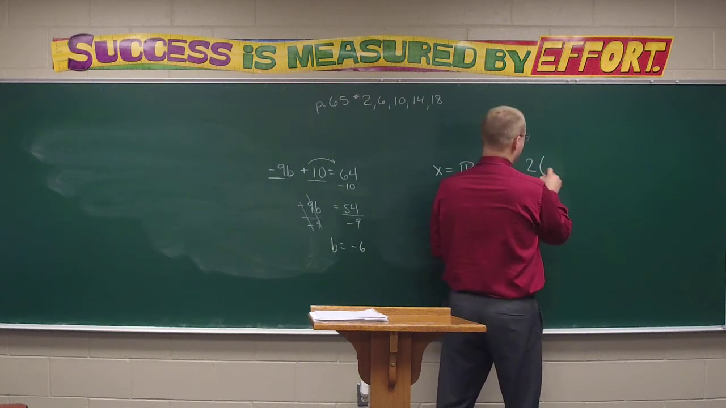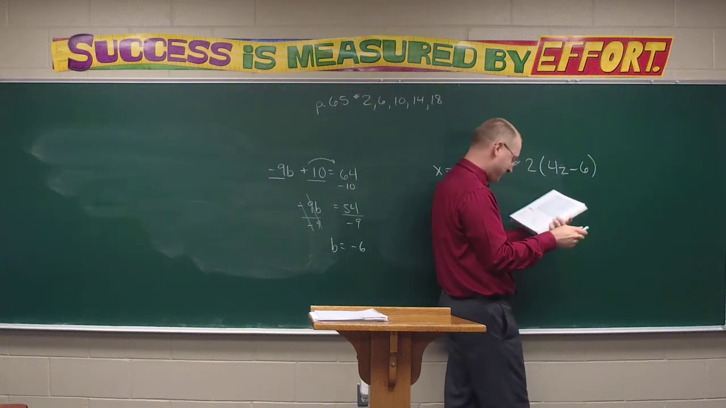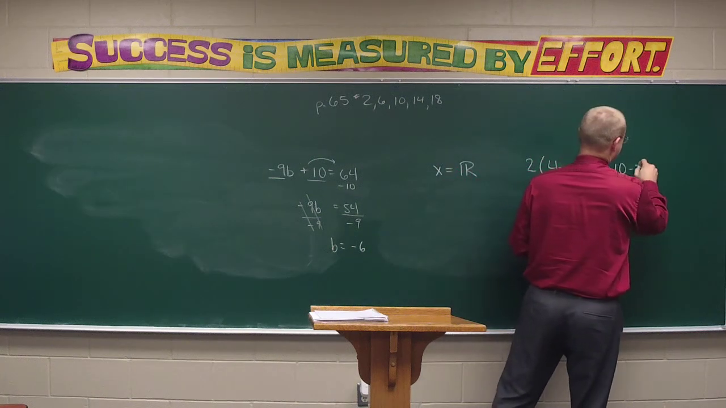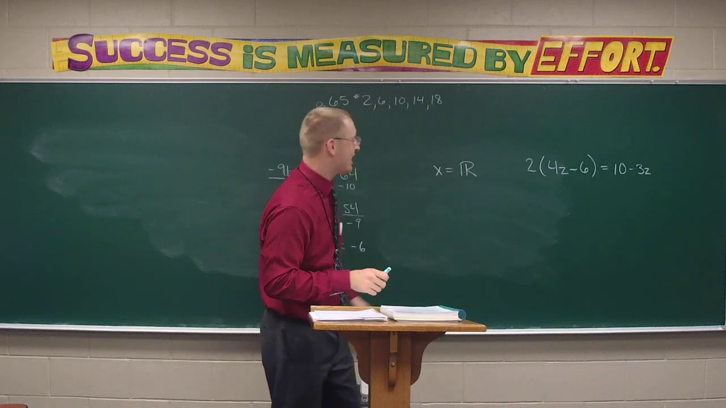We've got a 2 times a 4z. Michael hates you now. 2 times 4z minus 6 equals 10 minus 3z. It's like Joseph in his dreams. There's Abby and her right answers. All right.